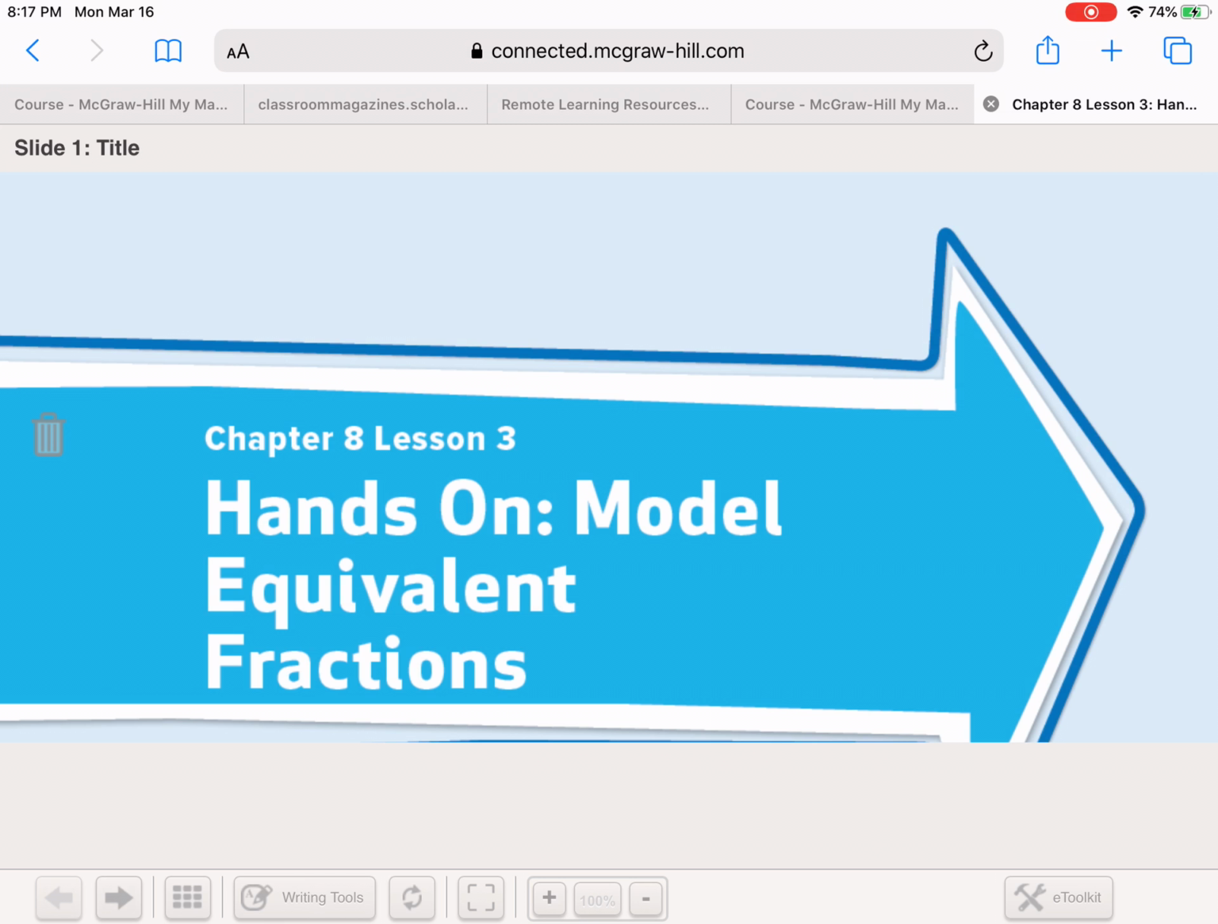Time to get started on equivalent fractions, hands on.